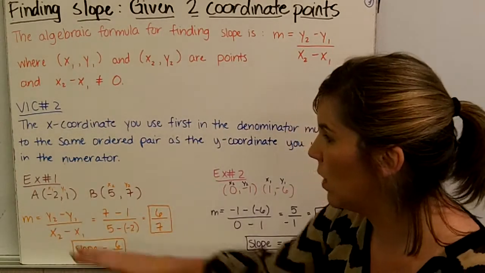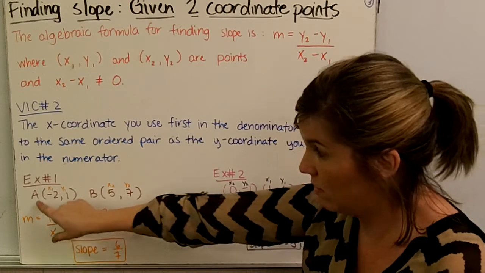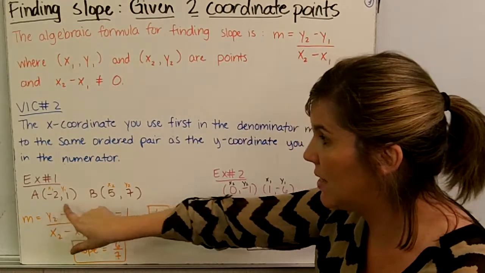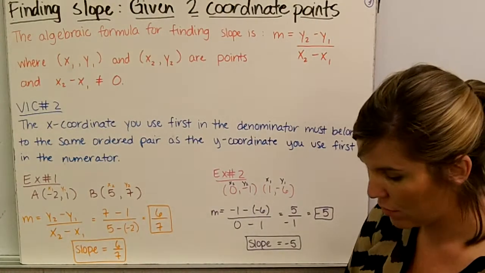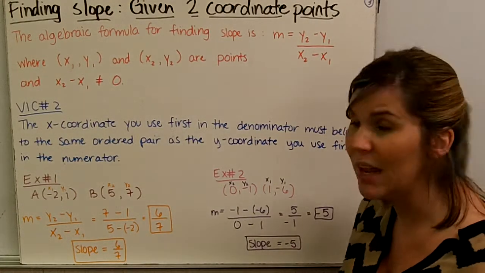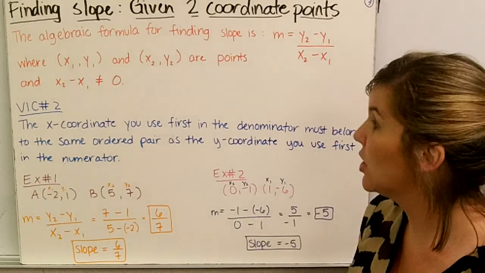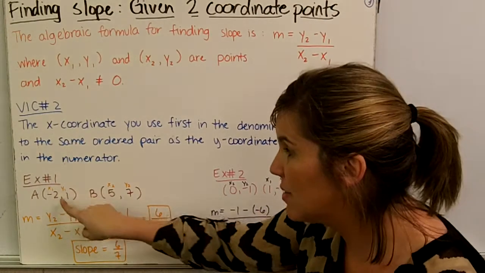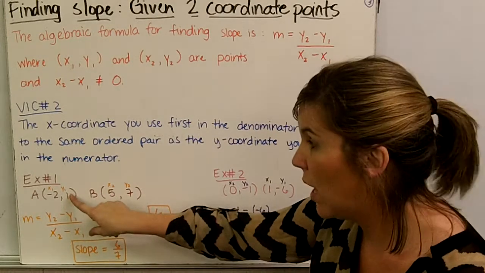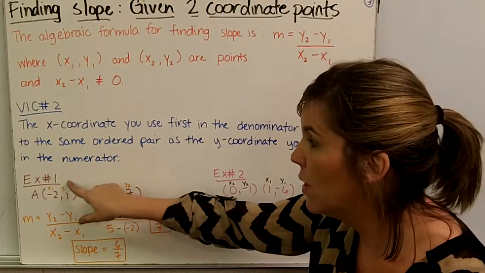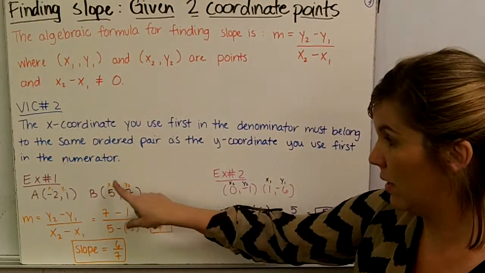So example number 1, you're given point A, and this is the name of the point. Point A is -2, 1, and point B is 5, 7. Those tell you the location of those 2 points. And the first thing that I like to do is to label them. So I chose this as my first point, so this is the first x value, this is the first y value. x1 is -2, y1 is 1.